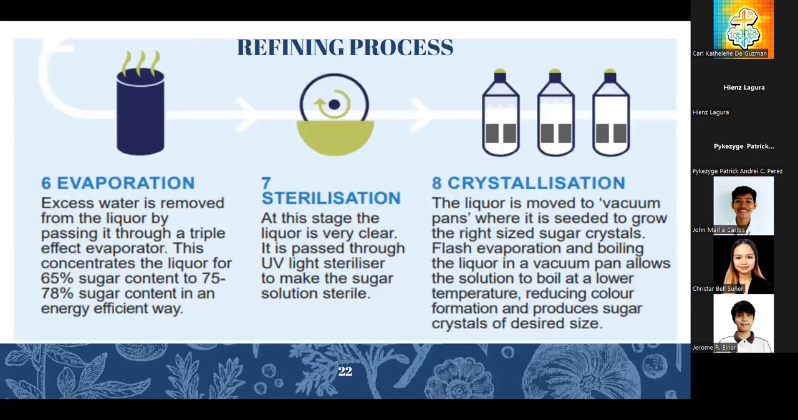Next process is evaporation. Excess water is removed from the liquor by passing it through a triple effect evaporator. This concentrates the liquor from 65% sugar content to 75 to 78% sugar content in an energy efficient way. Seventh process is sterilization. At this stage, the liquor is very clear. It is passed through a UV light sterilizer to make the sugar solution sterile.